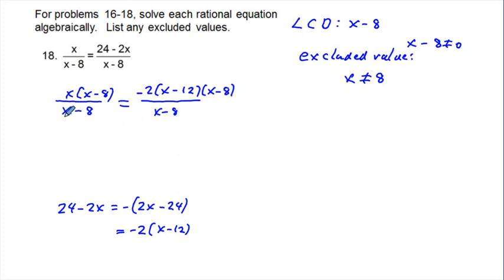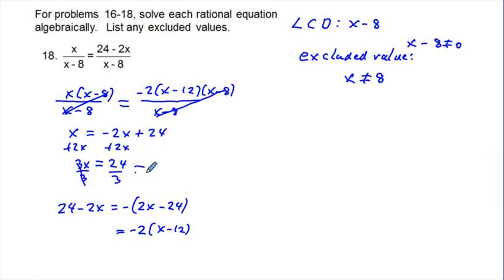Okay, and that will cancel there. This will cancel here. And so what we have is x, that's all we have on the left side, x is equal to negative 2x plus 24. And if we add 2x plus 2x, we get 3x is equal to 24, and we divide by 3, we get x equal to 8.